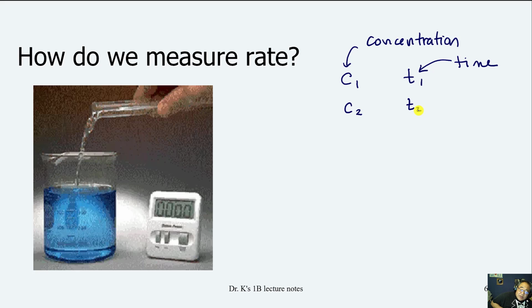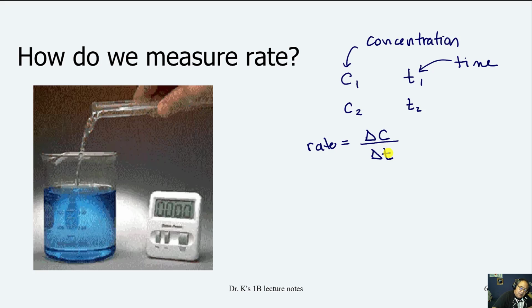And this is in fact how you measure any rate: a quantity at one time and a quantity at another time, and then you can calculate rate. So how do I calculate it? Rate, again how fast it's going, is measured from the concentration change. It's the change in concentration over the change in time.